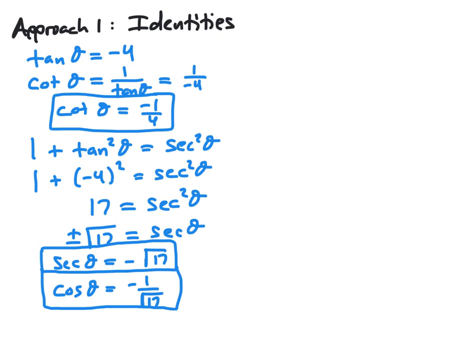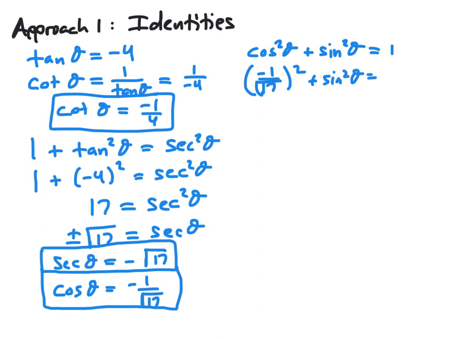We can use a couple different options here with identities. We could use our cotangent value and the Pythagorean identity that involves cotangent and cosecant, or we could use the cosine value that we just found and the standard Pythagorean identity that cosine squared theta plus sine squared theta is equal to 1. When we substitute in -1 over square root 17 for cosine theta, we can solve this equation.